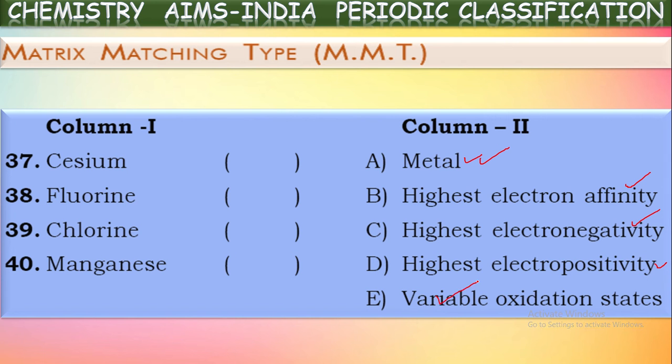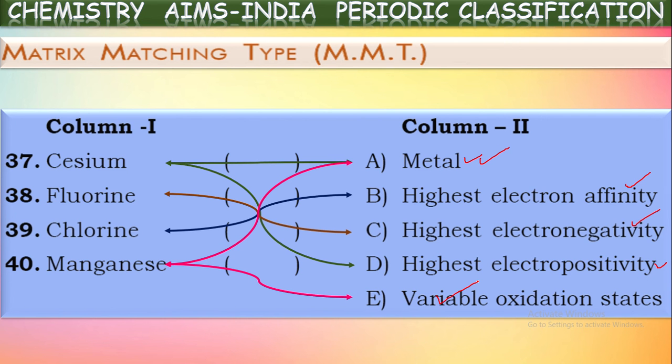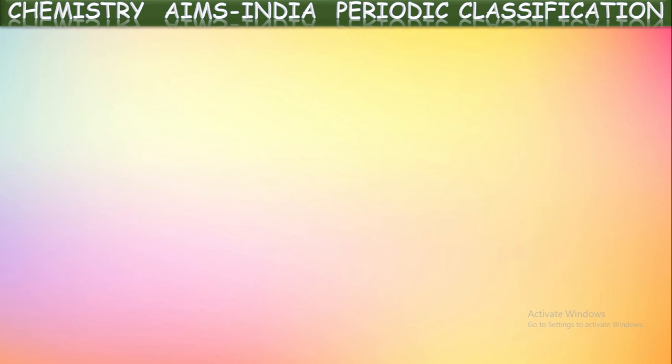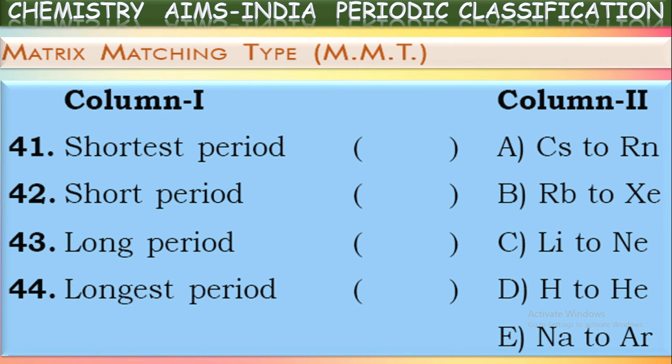Now try to match this. Observe this matching once. Cesium, a metal, with high electropositivity. Fluorine, high electronegativity. Chlorine, high electron affinity. Manganese, being a metal, exhibits variable oxidation states. Got it? Let's go to another matching. Here, some properties of the periods are mentioned and the elements present in that period are mentioned in column 2. Try to match these.